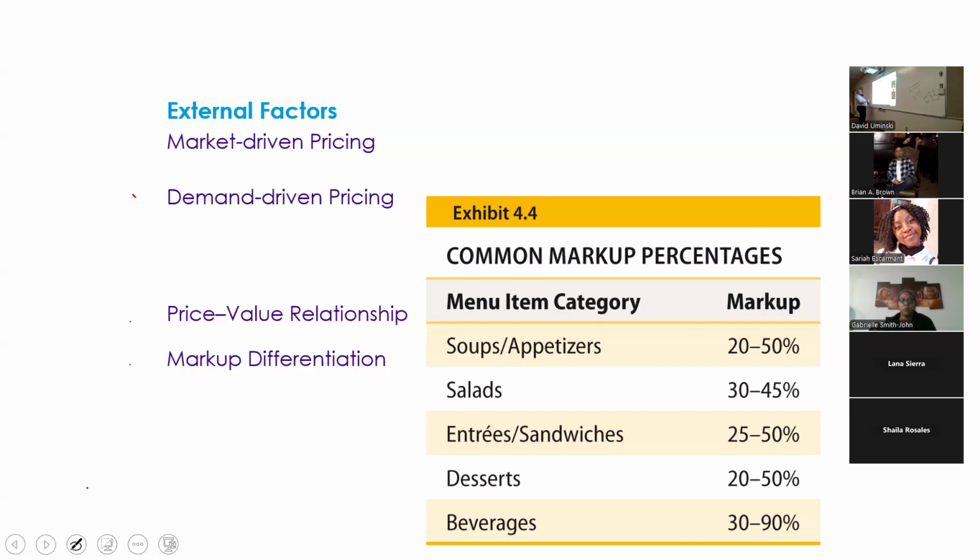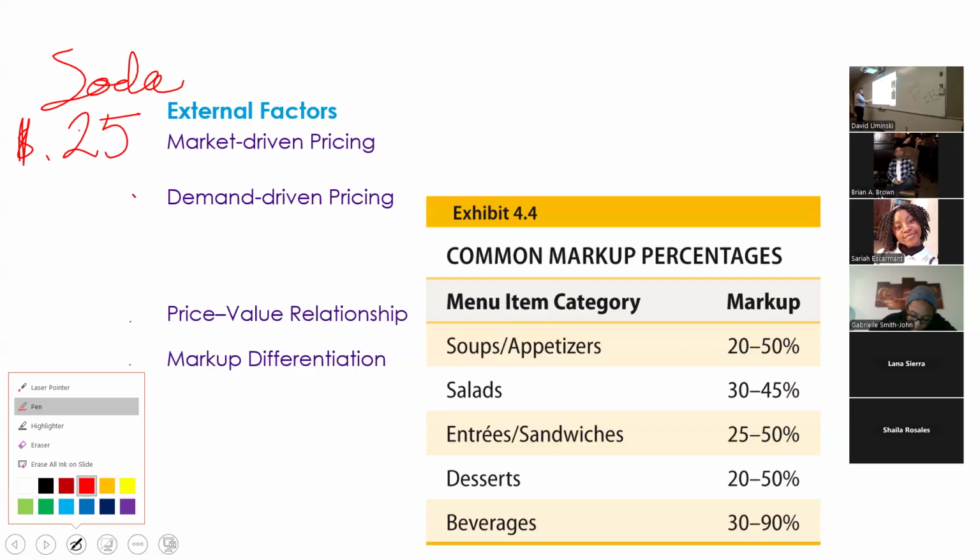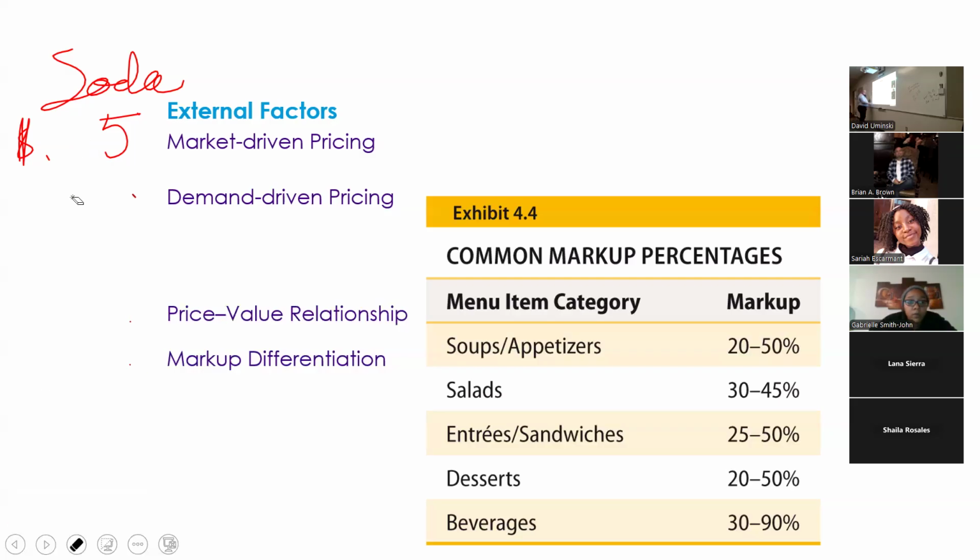Let's say our soda costs us 25 cents to make. Okay, and that's being a little bit generous. But let's say it's 25 cents to make it. Well, let's change that. Hold on one second. Let's make it 15 cents. Okay, it's a little bit more realistic. 15 cents for the cup, the soda, the carbonated water, the syrup, all that stuff, right?